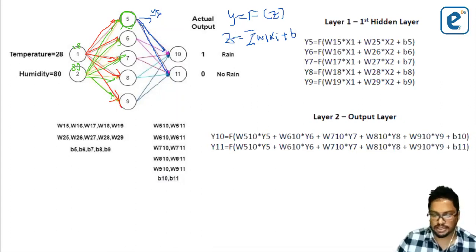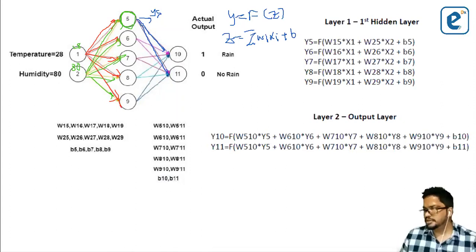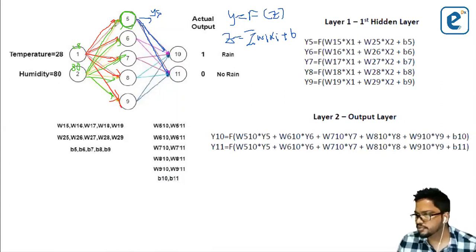Now what's going to happen? Sigma w i x i plus b. Here there are inputs coming from two neurons. So the x1 is this one, and this is x2, let's say.